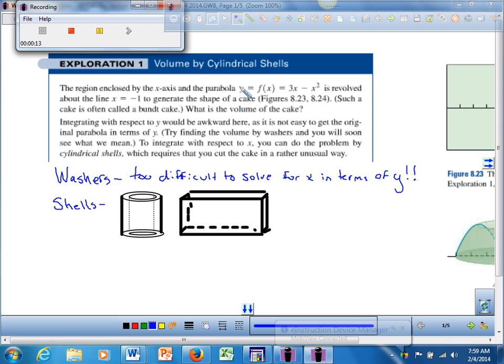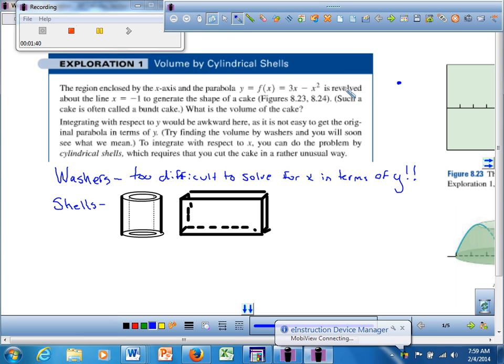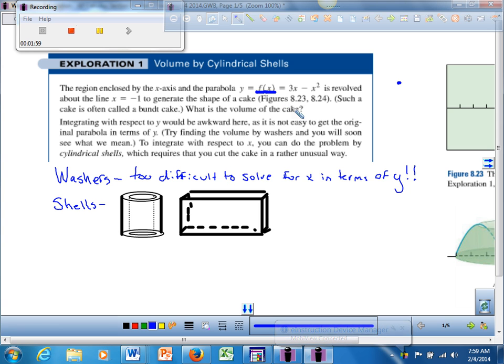All right. So, volume by cylindrical shell. What we are going to do is use the exploration that they have in the book as an example. We're going to do it a little bit differently than they describe, but it gives us a nice problem to look at. So we have the region enclosed by the x-axis and the parabola y equals f of x equals 3x minus x squared, revolved about the line x equals -1 to generate a shape of a cake, like a bundt cake.